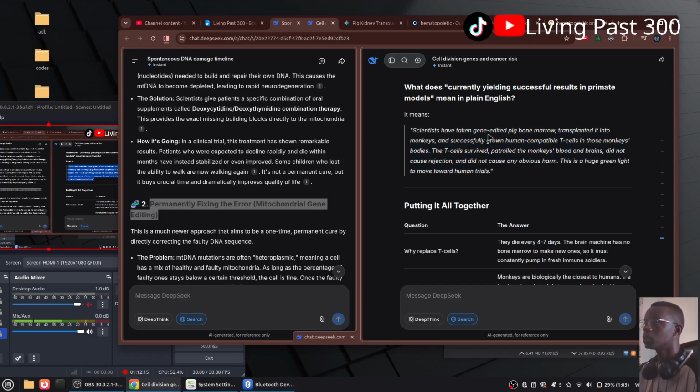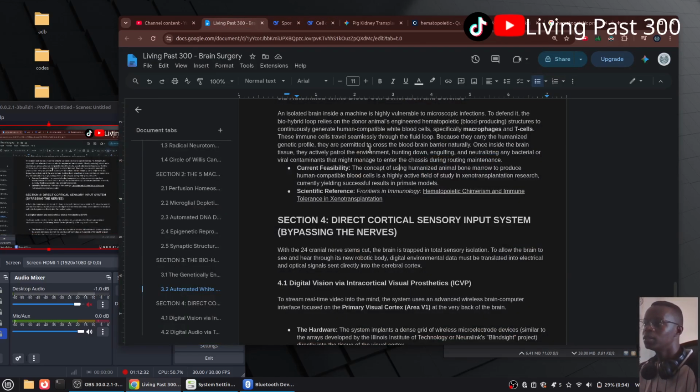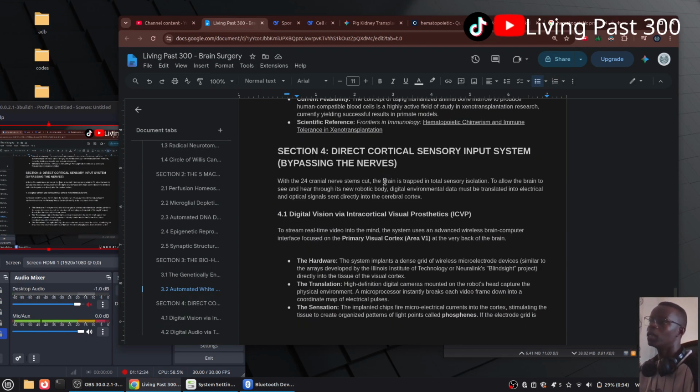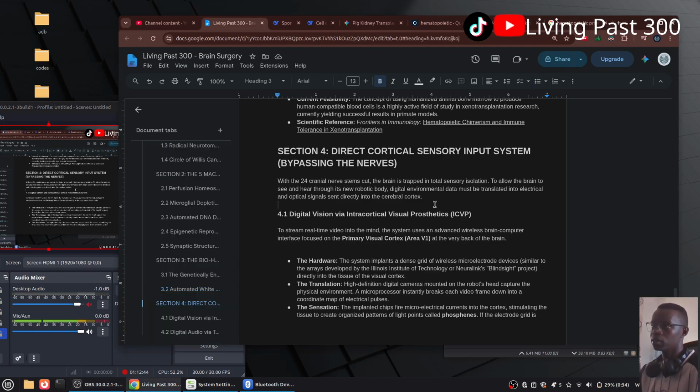So they took genetic pig bone marrow, put it into monkeys and successfully grew human compatible T cells in those monkeys, and those T cells controlled and patrolled the blood and brains of the monkeys, and it was successful. This is amazing. Oh my God! Imagine taking pig bone marrow, putting it into monkeys, and producing something to help humans. Like this is crazy.